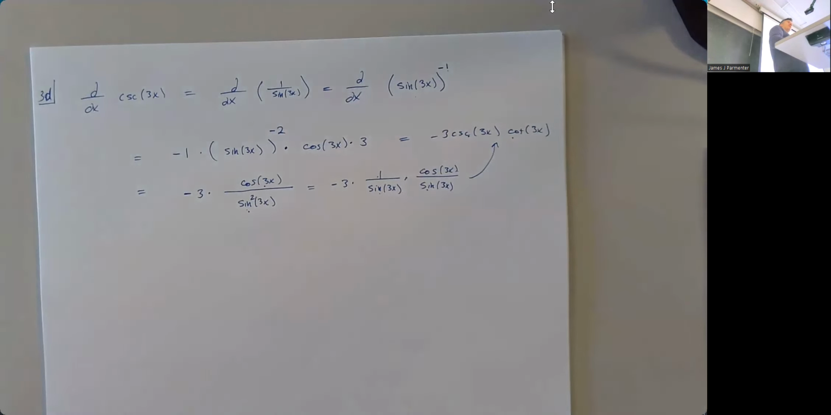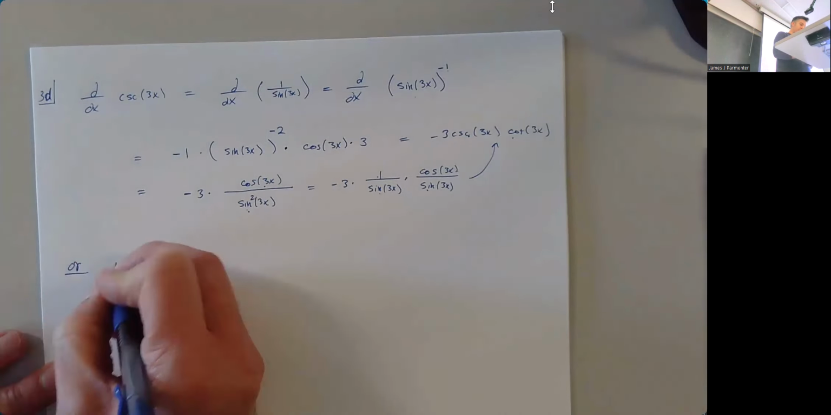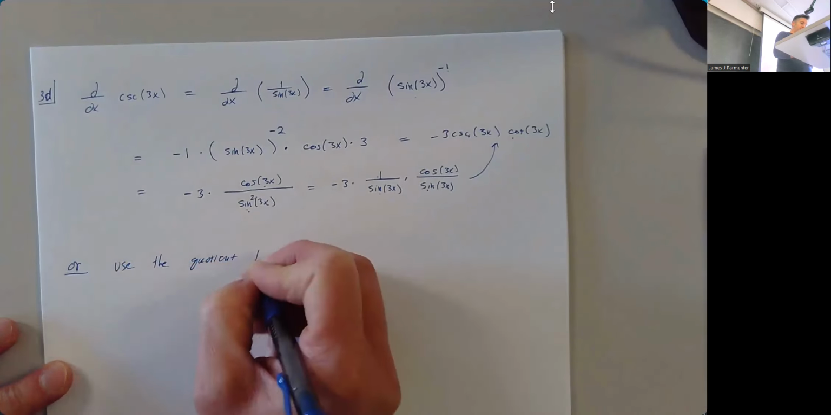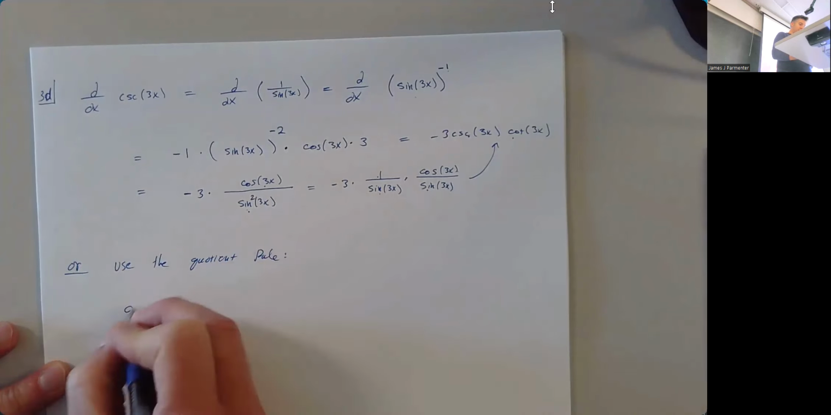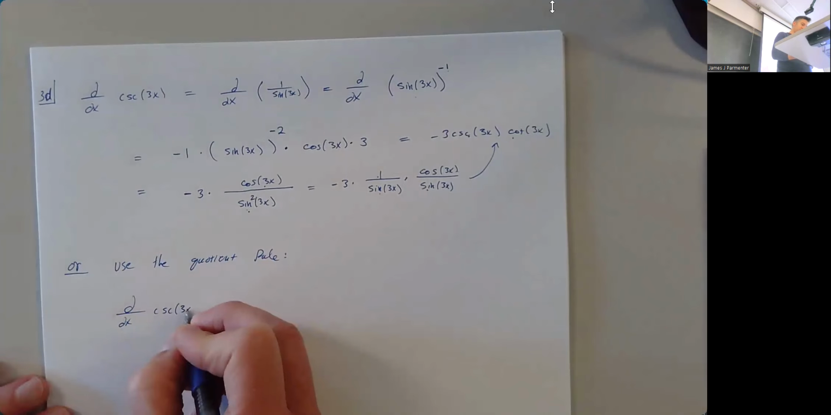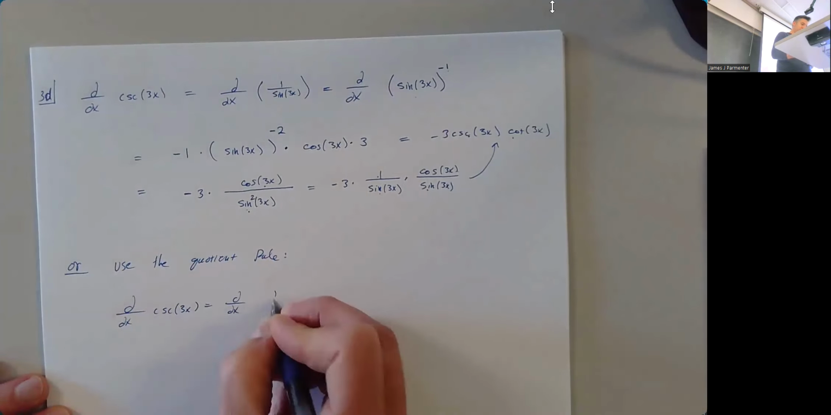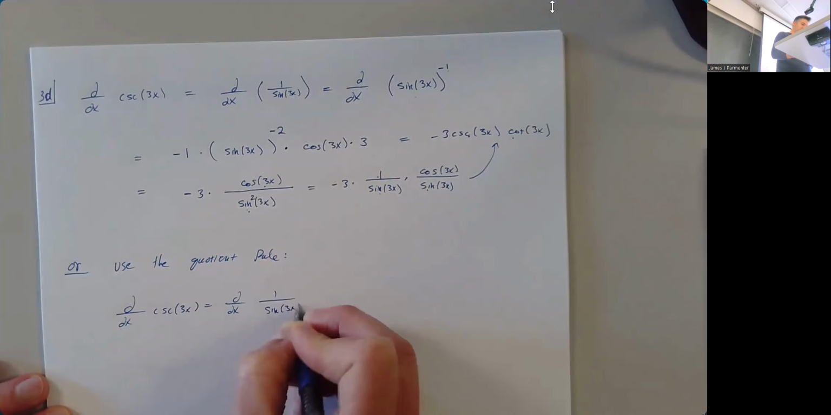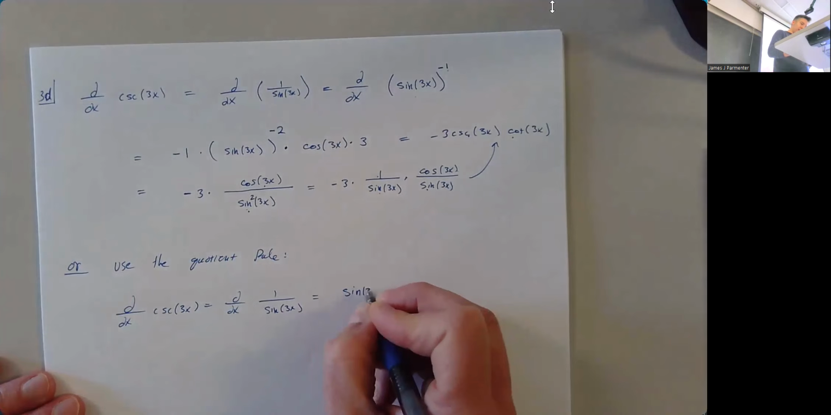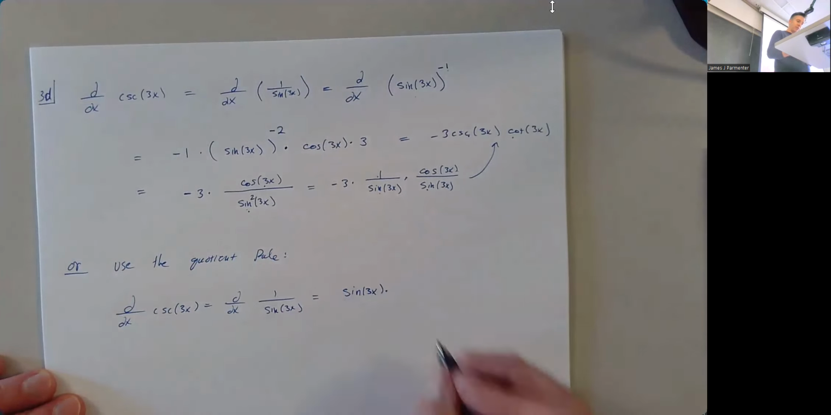Someone could ask you to do it this way, or they could ask you to do this problem using the quotient rule, right? Either way is a valid way of asking it. So if instead they said, use the quotient rule for this, let me just point out how it ends up being the same. So the derivative of cosecant of 3x is the derivative of 1 over sine of 3x. And now let's use the quotient rule. So it's going to be the bottom, sine of 3x, times the derivative of the top, which is 0.